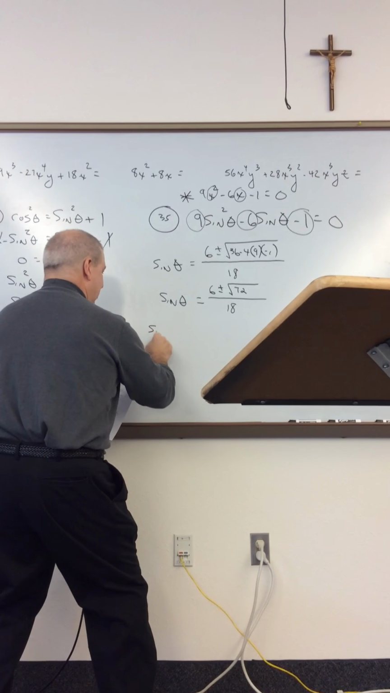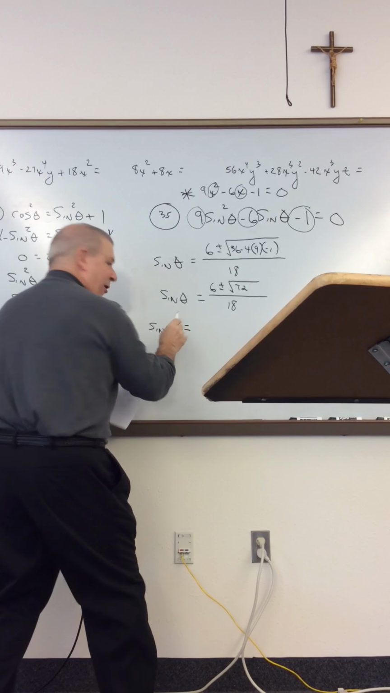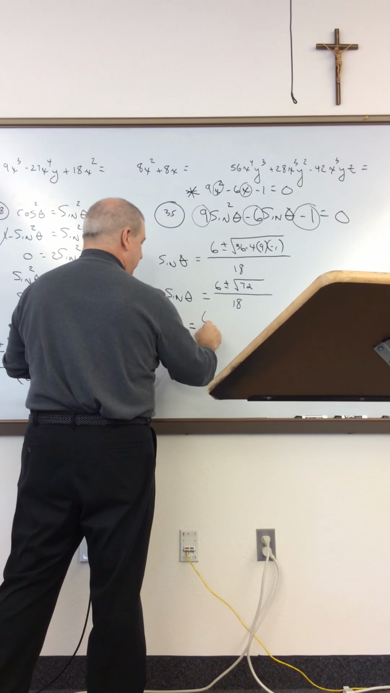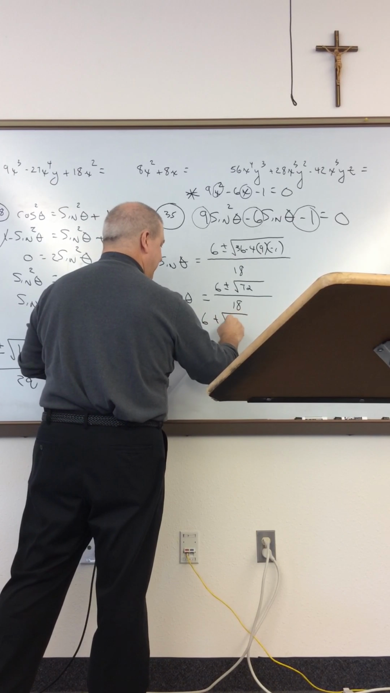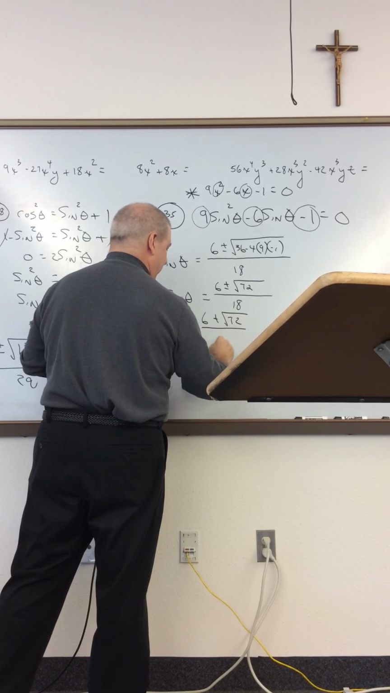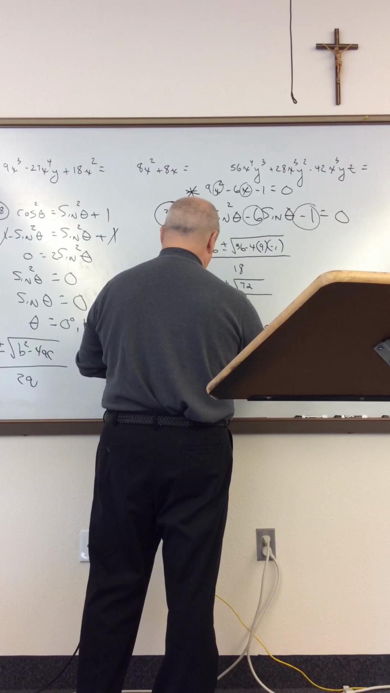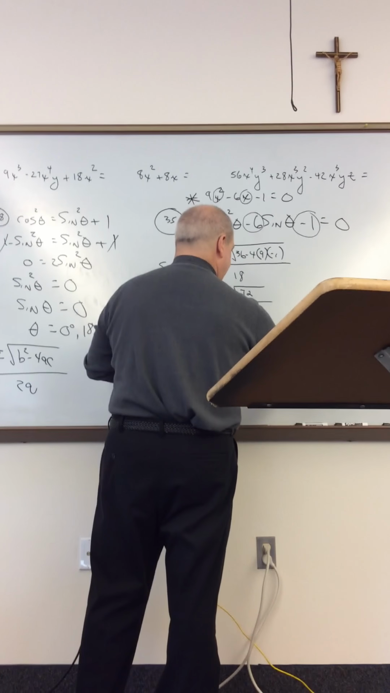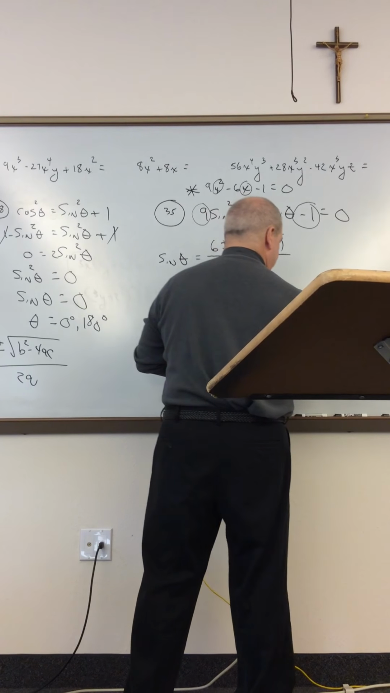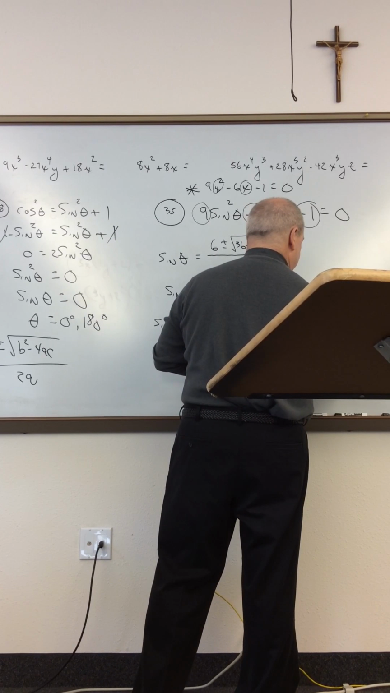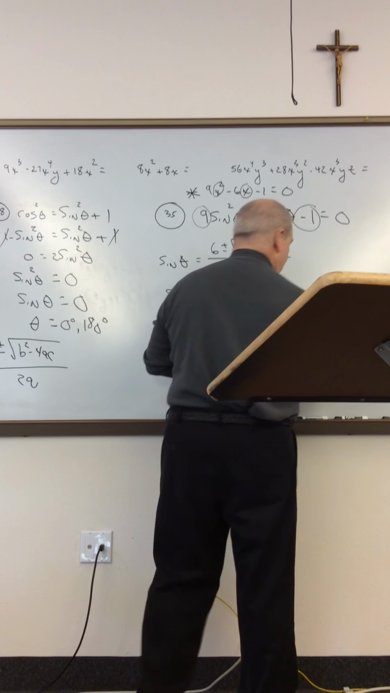Now, look, this is the first example, so get all this written out. Sine of theta equals 6 plus the square root of 72 over 18. That's one answer. Or sine of theta equals 6 minus the square root of 72 over 18.